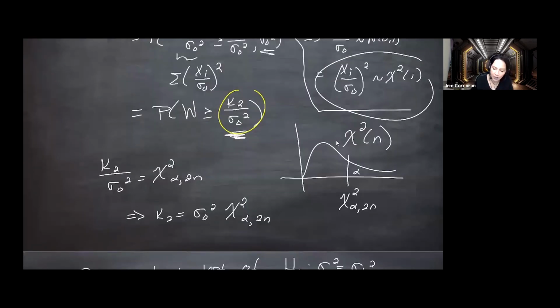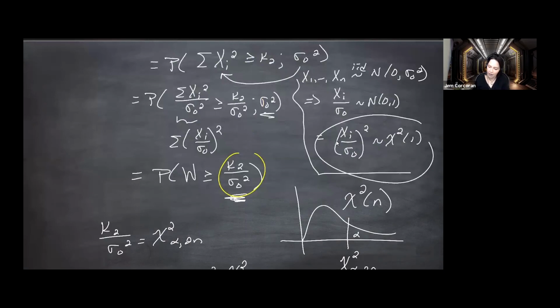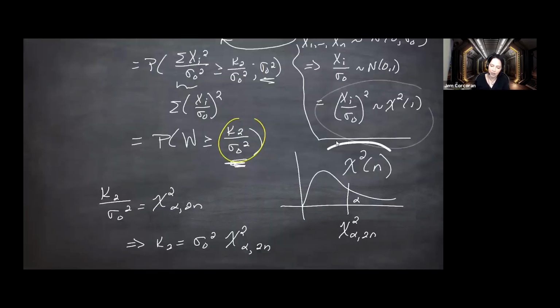I'm so used to writing the 2n, but our chi-squared distribution was a chi-squared n. Did I even write that anywhere? Oh, well, here, but oops. So I should not have 2n degrees of freedom. In other words, this guy should be n, this guy should be n, this guy should be n.